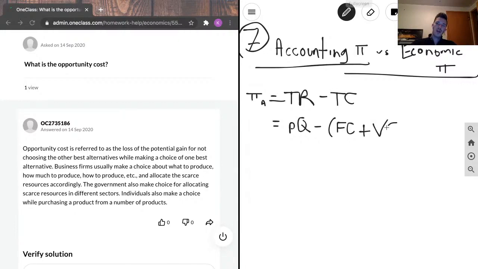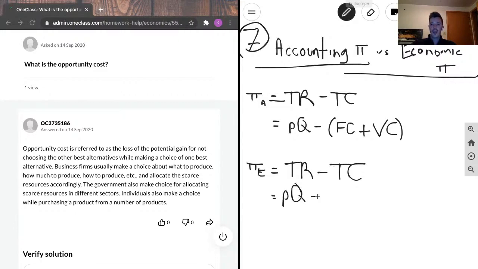Variable costs are costs that you pay with each unit sold. So that's the formula for accounting profits. The formula for economic profits is again going to be equal to total revenue minus total costs. Total revenue is always calculated the same way. The price of the goods you're selling times the quantity sold.